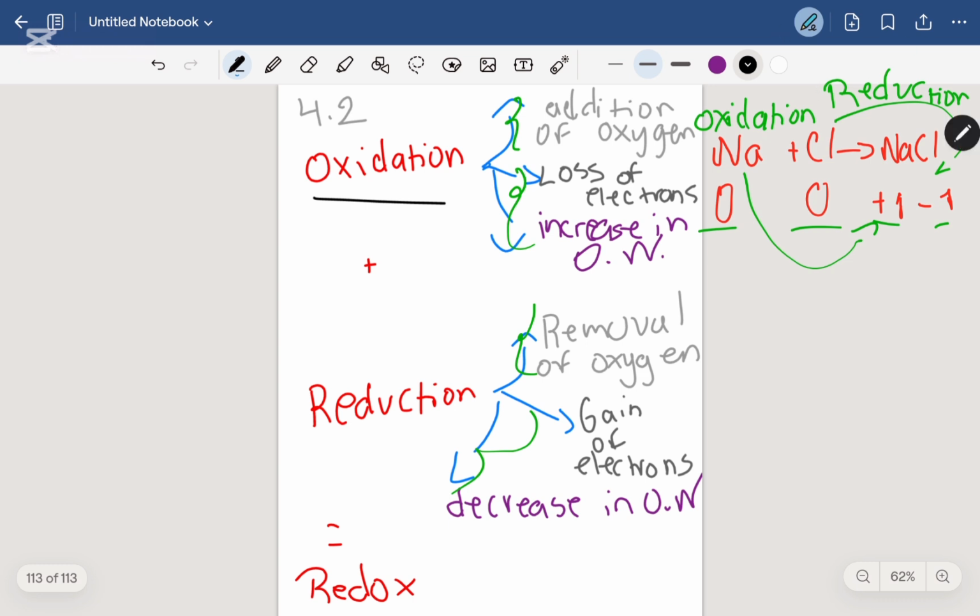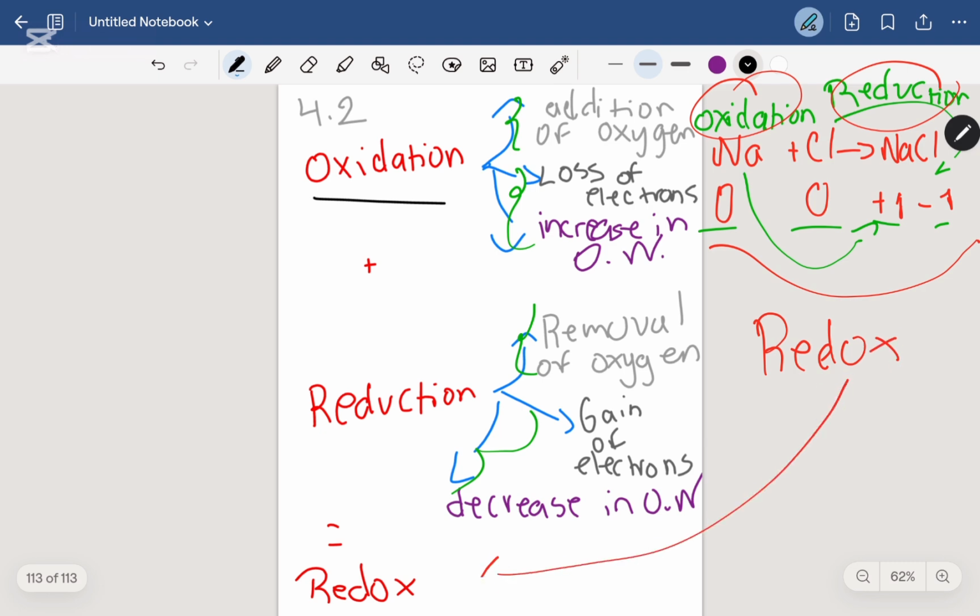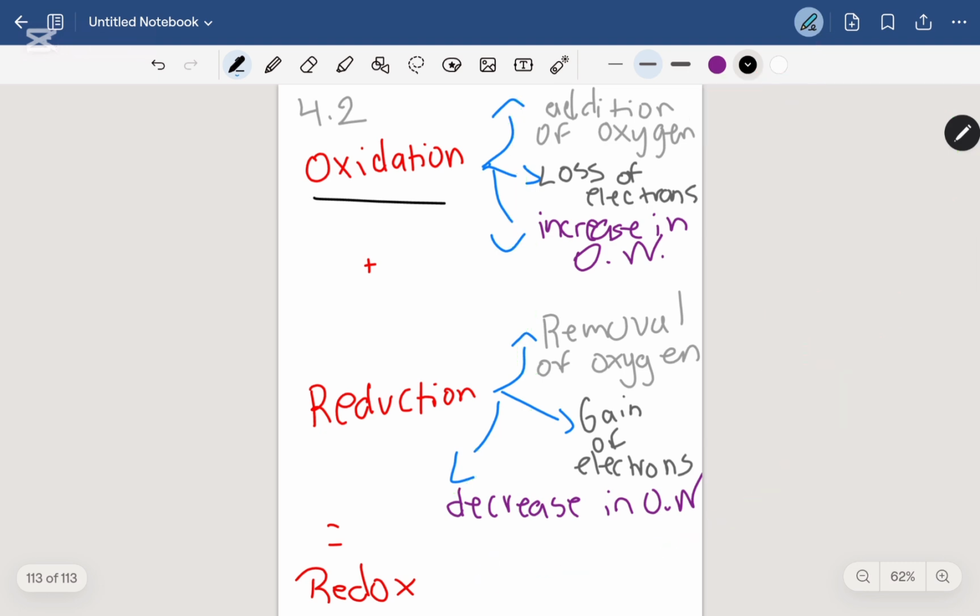Now, if you notice, we have oxidation and reduction in the same equation. That means that this equation over here is called a redox equation. Now, before I leave this page, I will say something. And this is something we have to remember, okay?